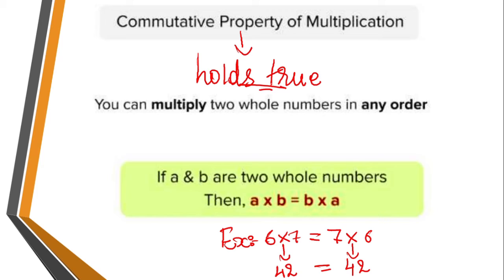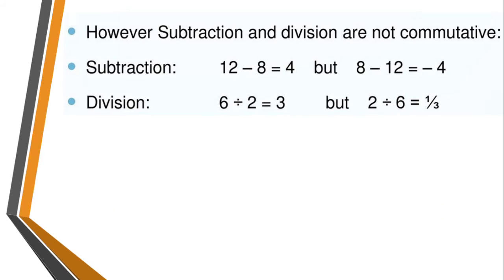So it holds true for multiplication and addition. Now let's see subtraction and division. However, subtraction and division are not commutative. Why can we say that subtraction and division are not commutative? Let's see an example and see why.